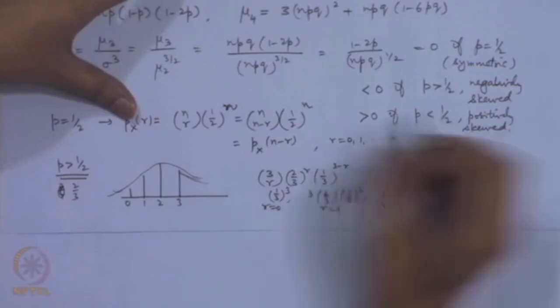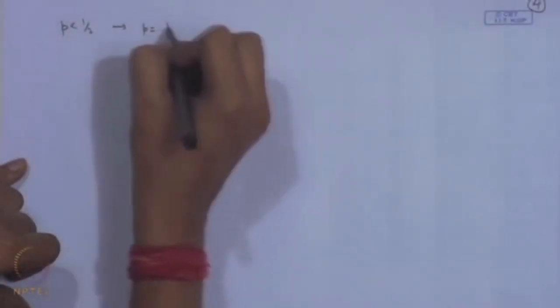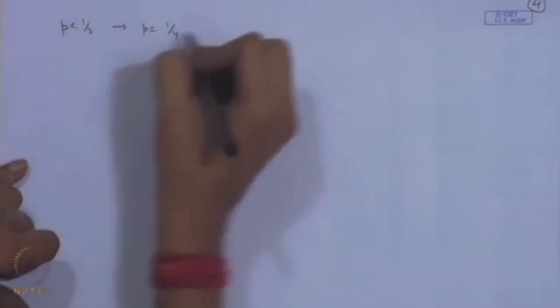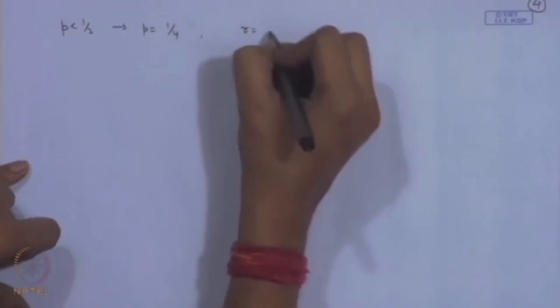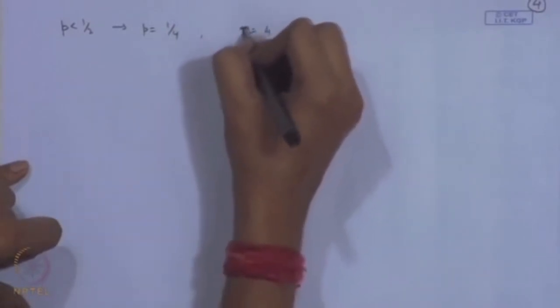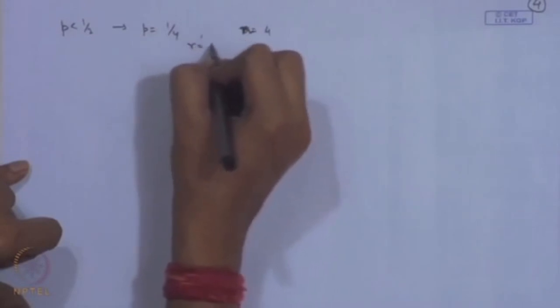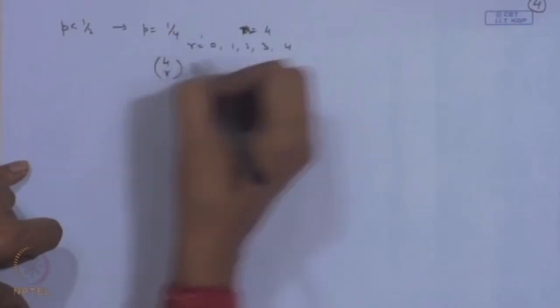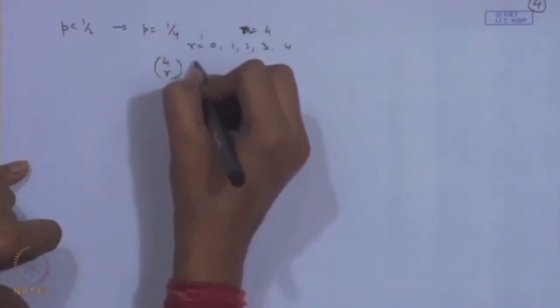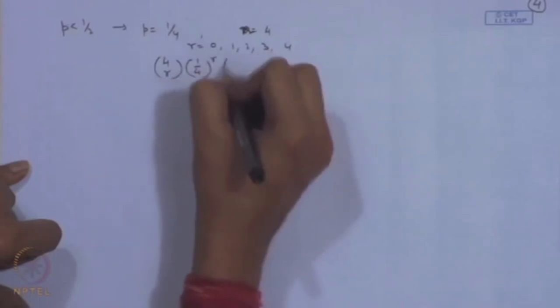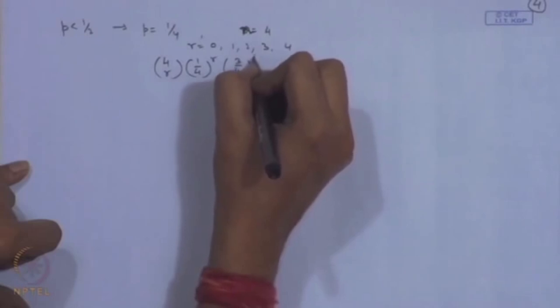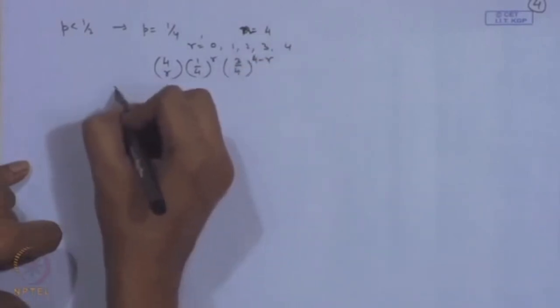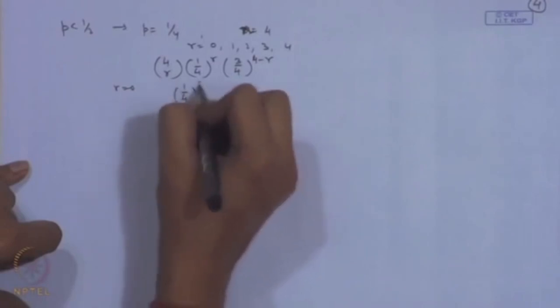Similarly, if I take p less than half, suppose I take p is equal to say 1 by 4. And I take the case n is equal to 4. Then you will have r can take values 0, 1, 2, 3, 4. Let me write down the probabilities here. 4 C r, 1 by 4 to the power r, 3 by 4 to the power 4 minus r. Now, corresponding to r is equal to 0, this will be 3 by 4 to the power 4.